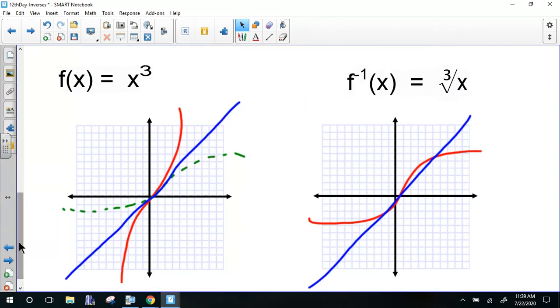Here's another example. X cubed and the cube root of x. They would be inverses of each other because they're reflective over the line y equals x.